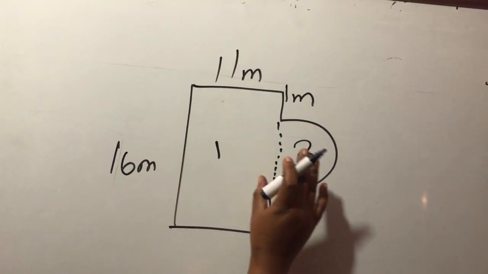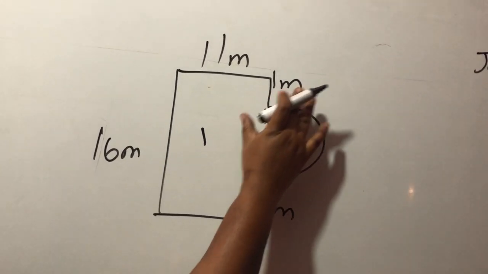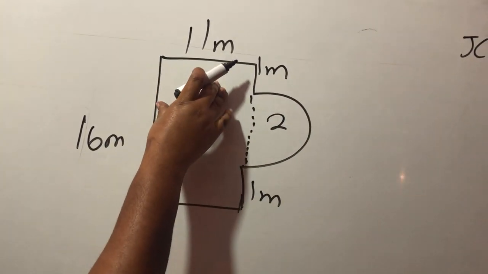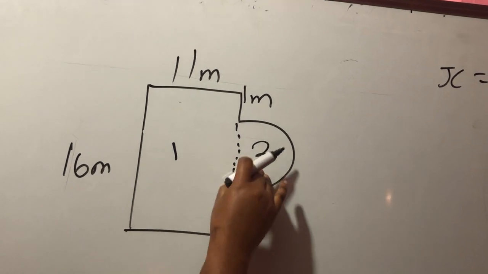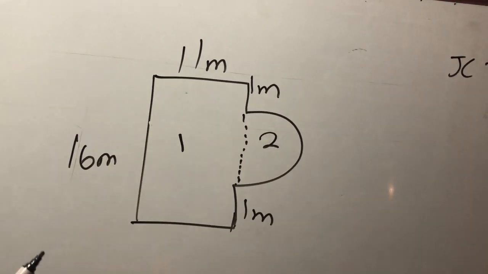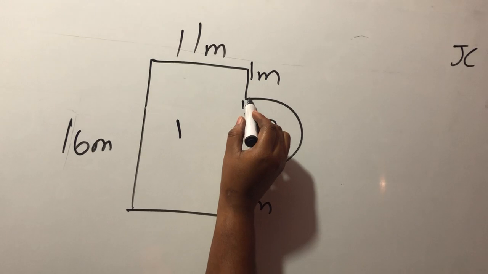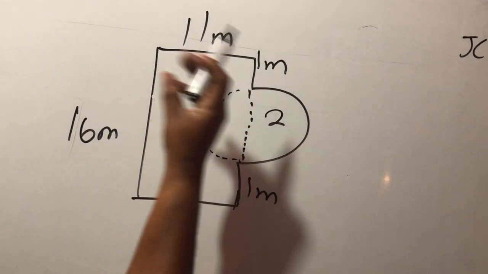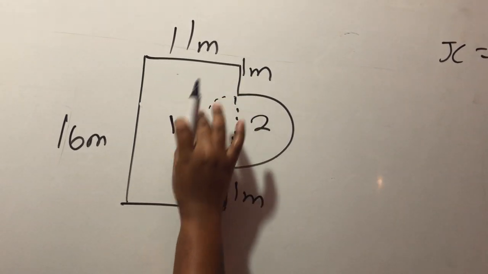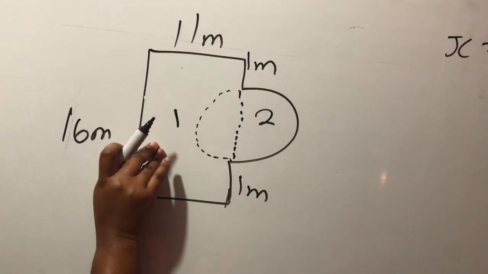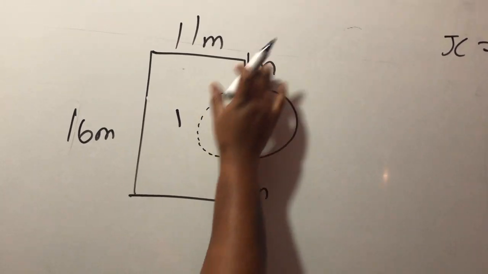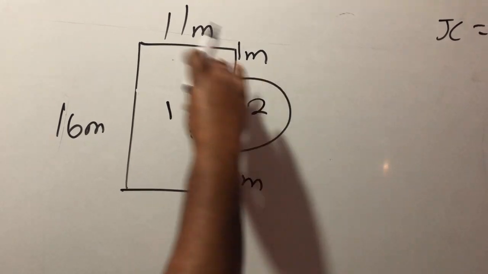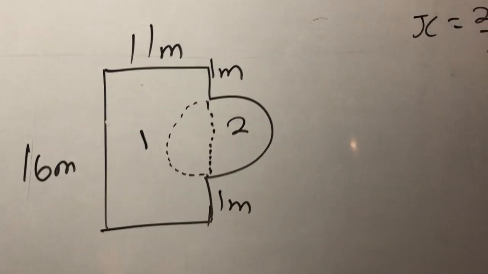Because this one is protruded, his stomach is outside, so we add the area to the rectangle. You find the area of this semicircle, then you add it to the area of the rectangle. If the stomach had gone in, then you know what we do, we deduct. We find the area of this semicircle and subtract it from the area of the rectangle. But when the circle is protruded, you find the area of this one, then you add it to the area of the rectangle.